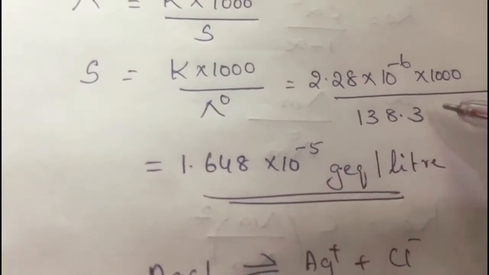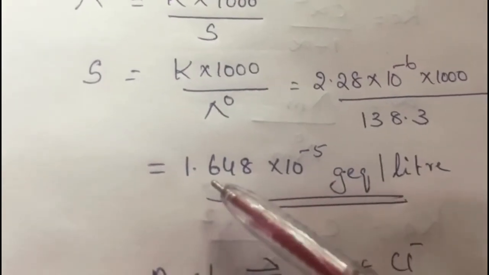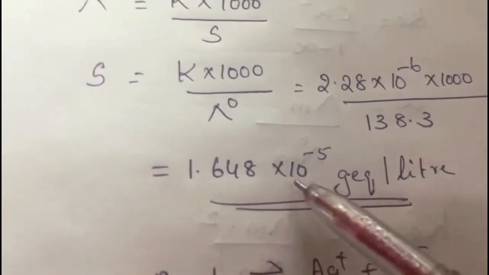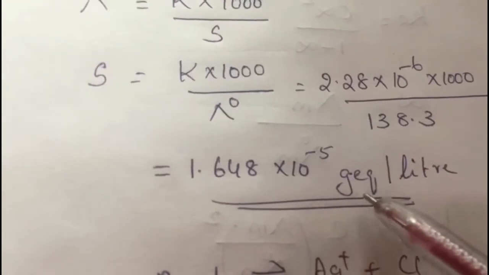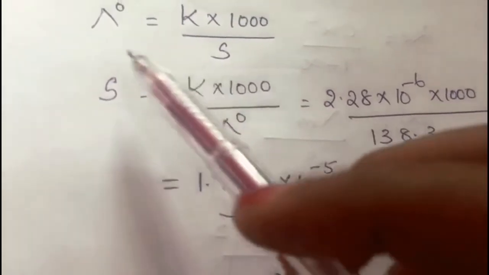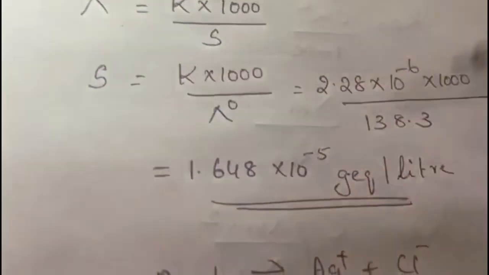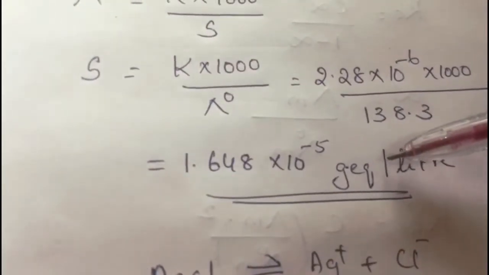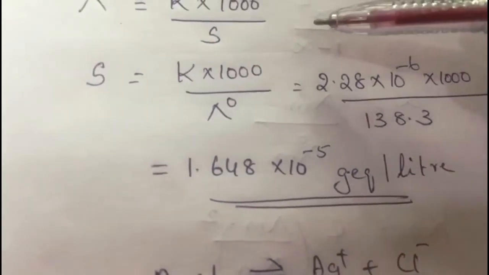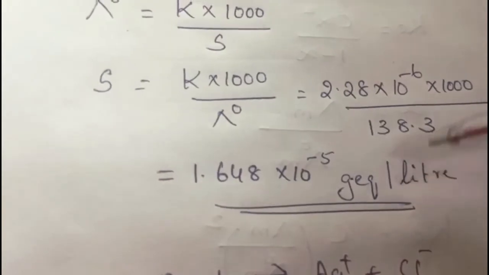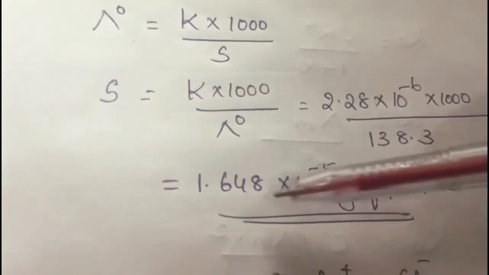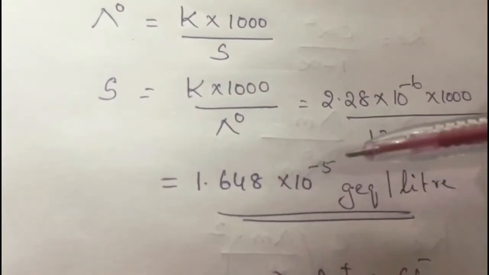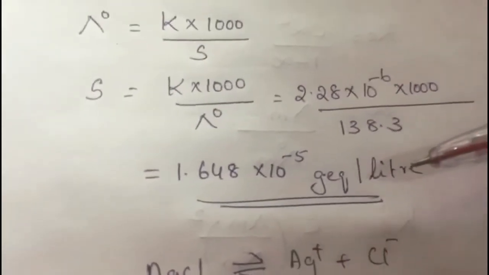So after calculating we will get the answer as 1.648 into 10 raised to minus 5 gram equivalent per liter, because we have calculated here the equivalent conductance, that is why we have written gram equivalent per liter. If you are calculating using molar conductance, it will be mole per liter. So solubility is 1.648 into 10 raised to minus 5 gram equivalent per liter.